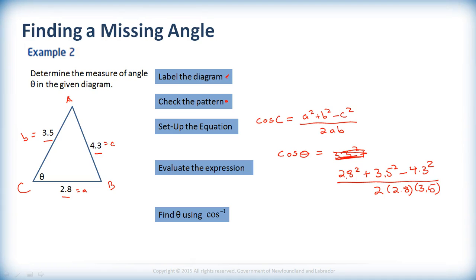Okay, so then it says to evaluate the expression. So we've taken care of the set up the equation bit. So we evaluate that expression, and it won't tell us right away what the angle is, but rather what the cosine of the angle is. So cosine theta here, now I've got to haul out my handy dandy calculator again. I've got 2.8 squared plus 3.5 squared minus 4.3 squared, and that's all going to be divided by 2 times 2.8 times 3.5, and that gives us a magic number of 0.0816.